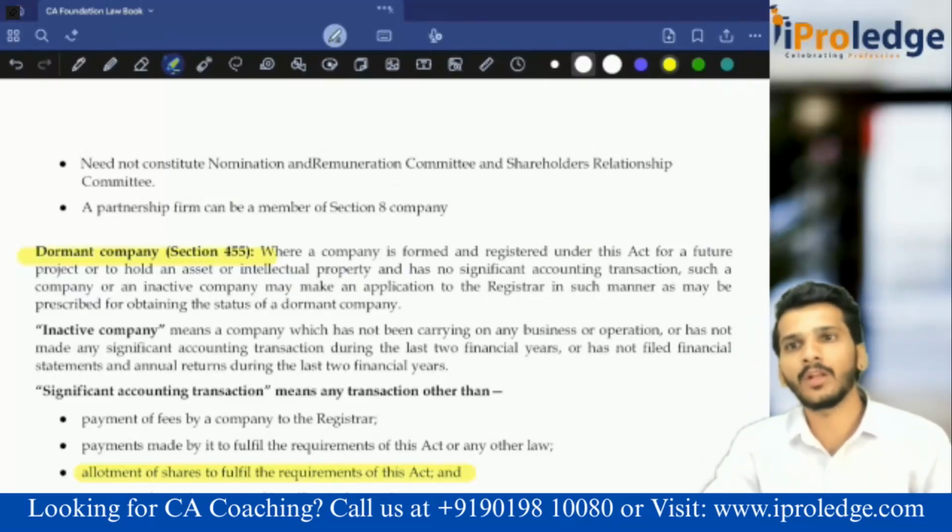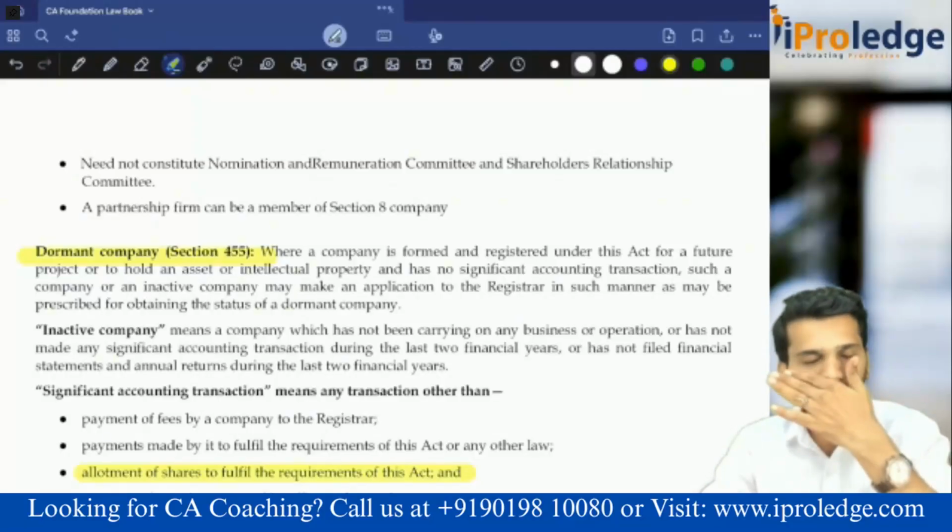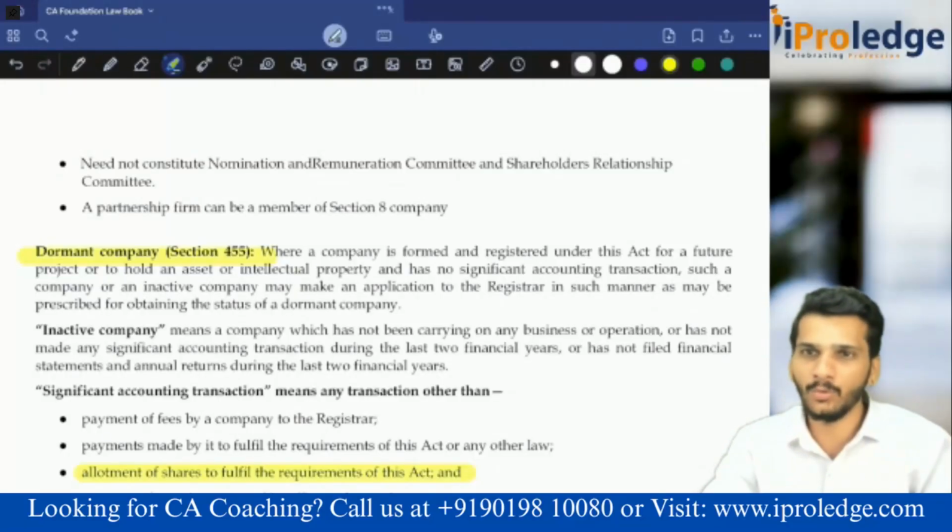No. A Section 8 company can be only an active company. That too only a public company, not a private company.